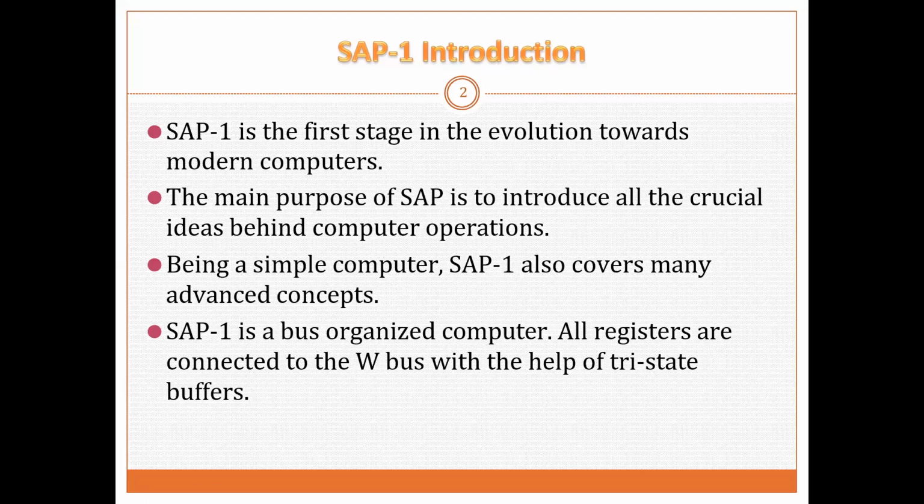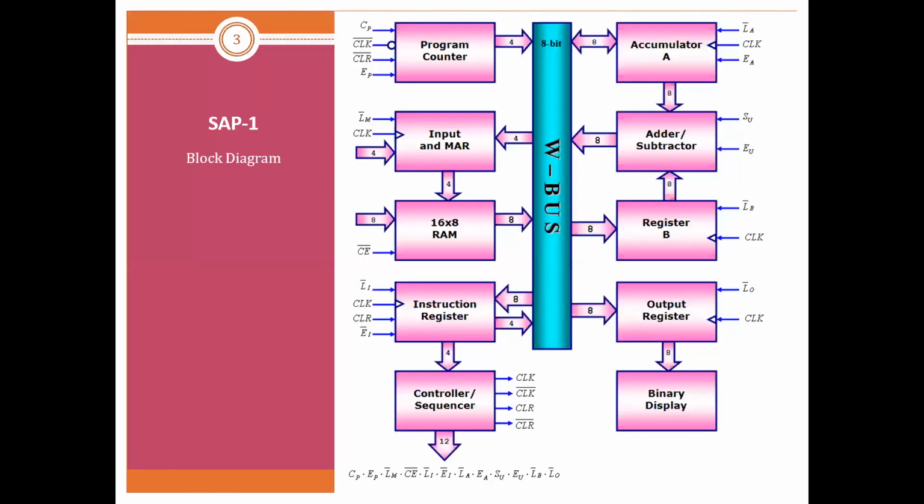SAP1 or Simple-As-Possible introduction. SAP1 is the first stage in the evolution towards modern computers. The main purpose of SAP is to introduce all the crucial ideas behind computer operations. Being a simple computer, SAP1 also covers many advanced concepts. SAP1 is a bus organized computer. All registers are connected to the W bus with the help of tri-state buffers.